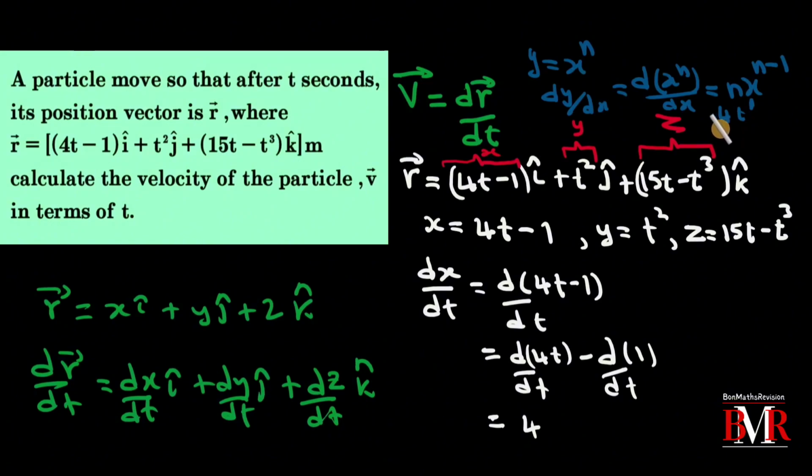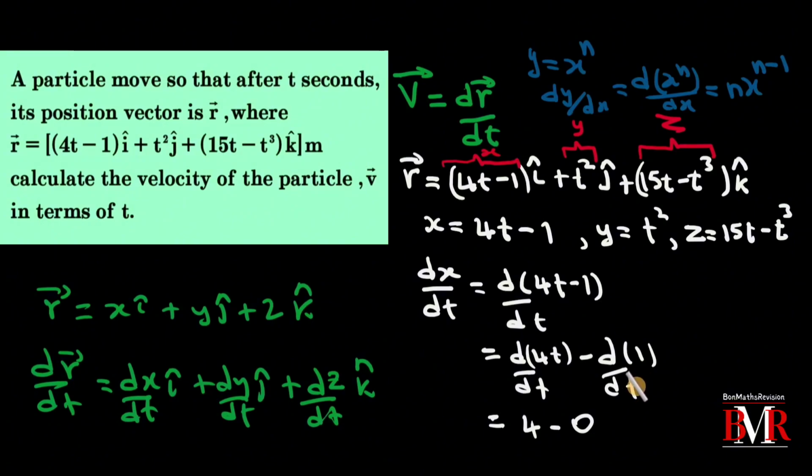So I'm going to take 1 times 4t to the power 1 minus 1, which gives me 1 times 4, which is 4, times t to the power 0. Anything raised to the power 0 is 1. So I'm going to have 4 times 1, which is 4. That is why I'm having 4 here. And the differentiation of 1 is 0, because the differentiation of any constant is always 0. A constant is any term that is independent of the variable.